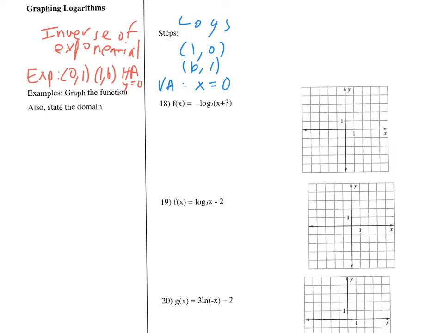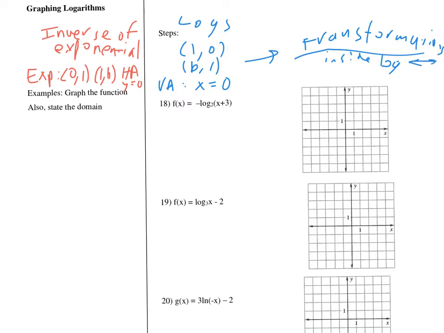So we are then going to still do our transformations. So for our transformations, inside the log is going to be left or right. And that's going to be x, like always.